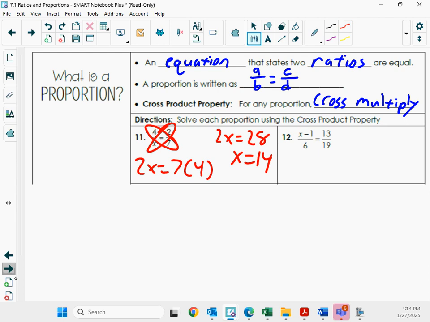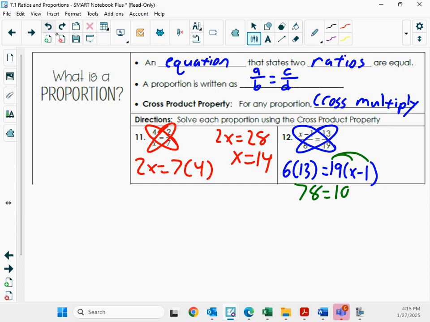Question 12. Again, cross multiply. 6 times 13 equals 19 times x minus 1. Here is why we write this out. Because when we have a number multiplied by something with a plus or minus sign, we have to remember, think back to Algebra 1, to distribute. So we get 78 equals 19x minus 19. Remember to distribute. That's 97 equals 19x.